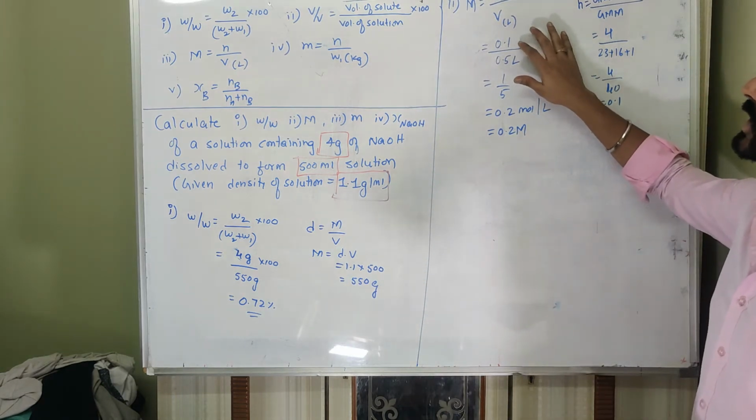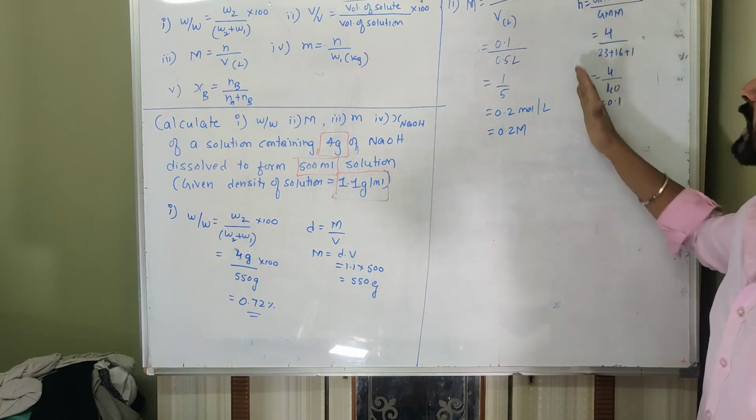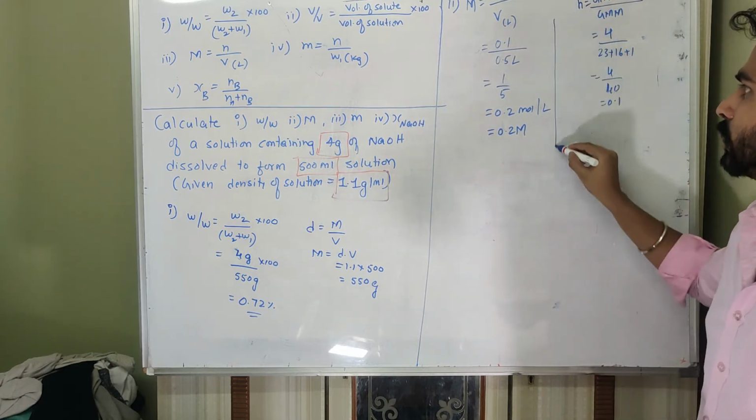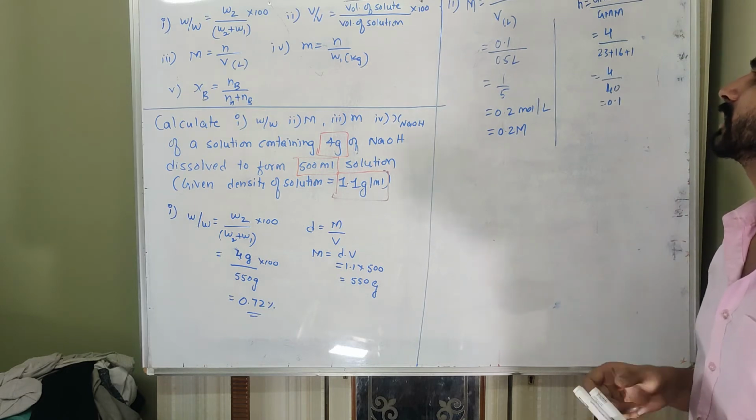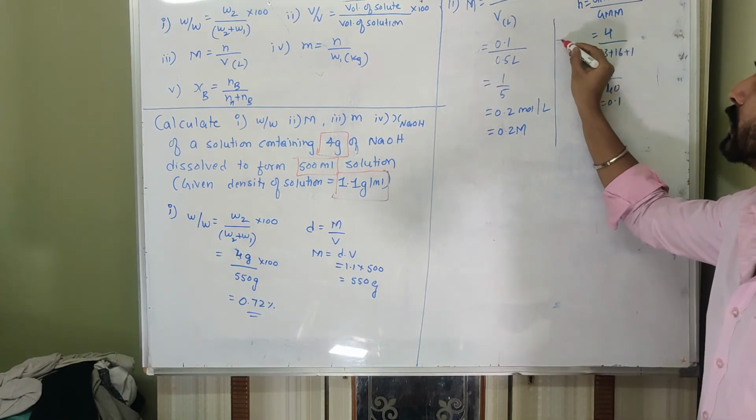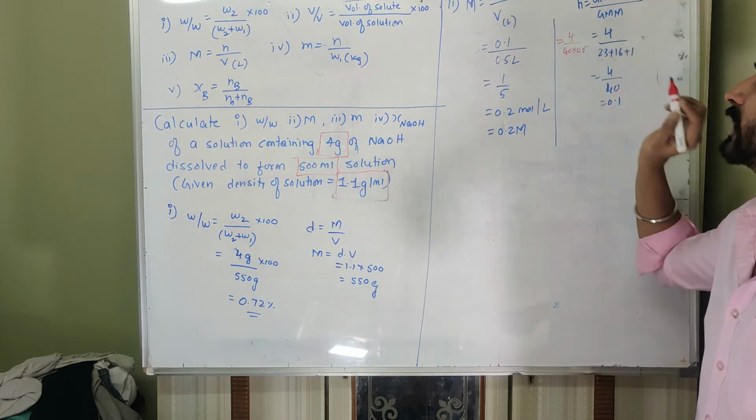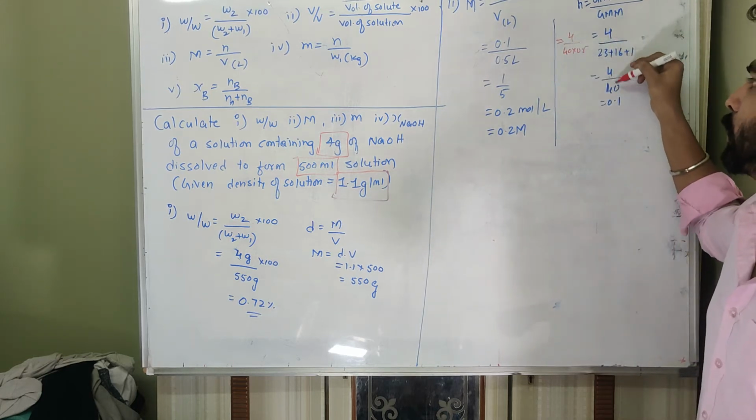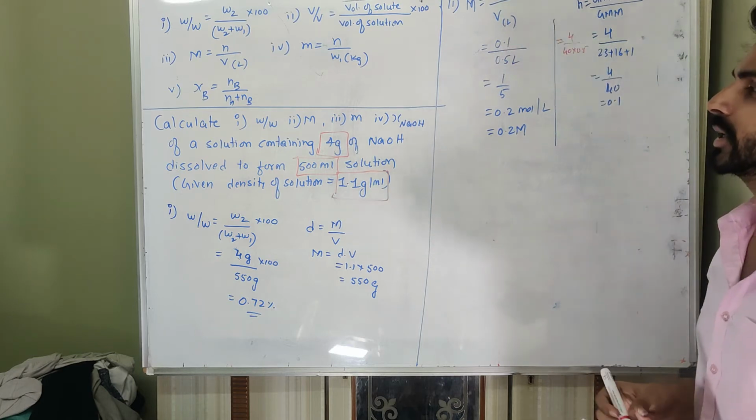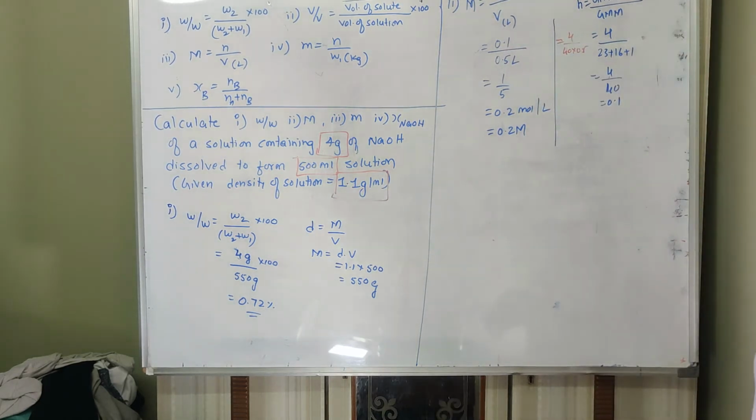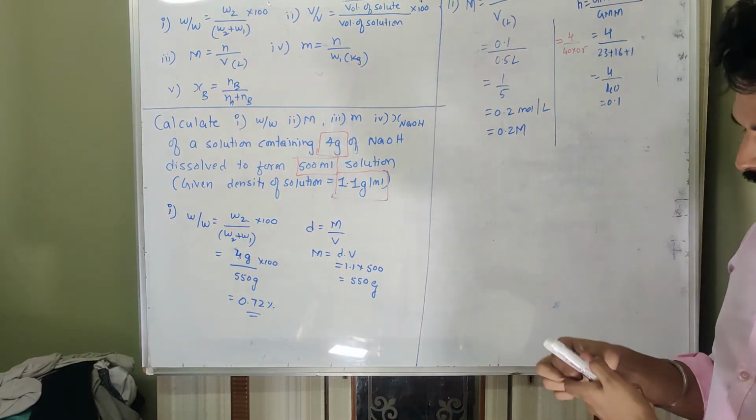So you need not calculate moles separately. You can also substitute in the same problem as 4 upon 40 into 0.5. That will also give us the answer, as 4 upon 40 can be straight away substituted here. So no need to do it separately, but anyway, whichever is simpler for you, you can go for it.